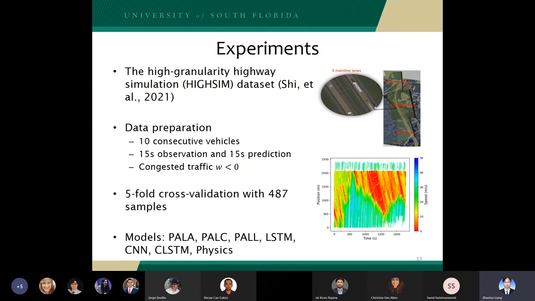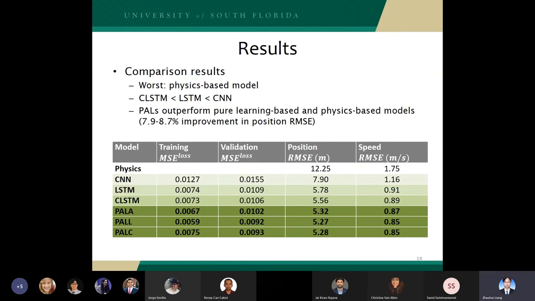Here, we test all these models, including PALA, PALC, PALL, LSTM, CNN, CLSTM, and the physics-based model. In the first experiment, we compare all these models, and we found that the physics-based model has the worst prediction result. And we found that LSTM is better than the CNN due to its advantage in addressing time series problems. And the CLSTM is a little better than the LSTM. We think this is probably because the sequential structure can learn features from two continuous vehicles.